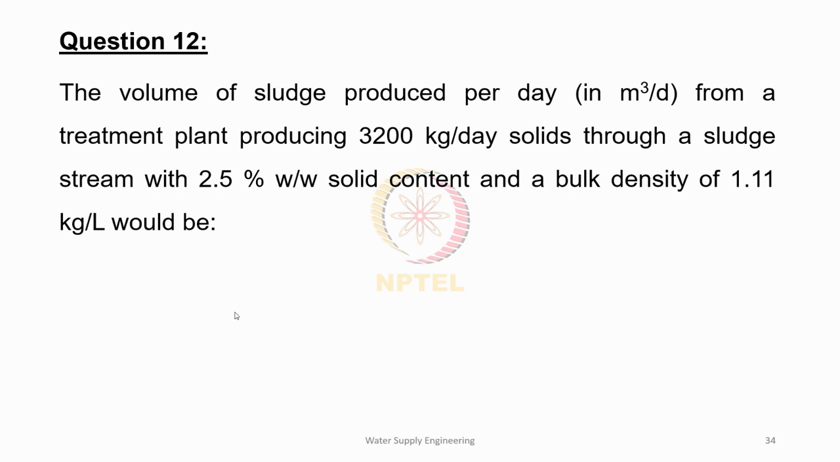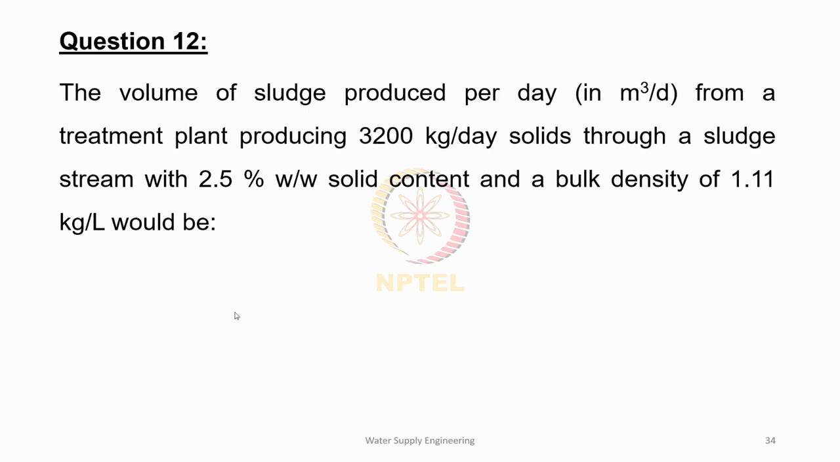So, moving on to the next question, question number 12. The volume of sludge produced per day in meter cube per day from a treatment plant producing 3,200 kilogram per day solids through a sludge stream with 2.5 percentage weight solid content and a bulk density of 1.11 kilogram per liter would be.